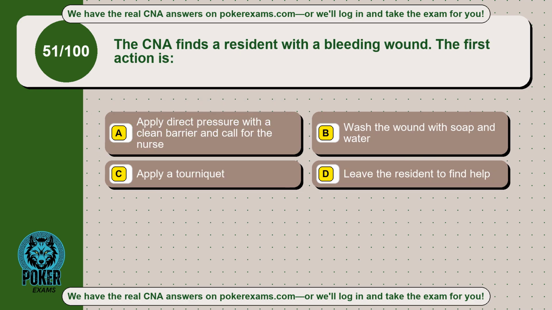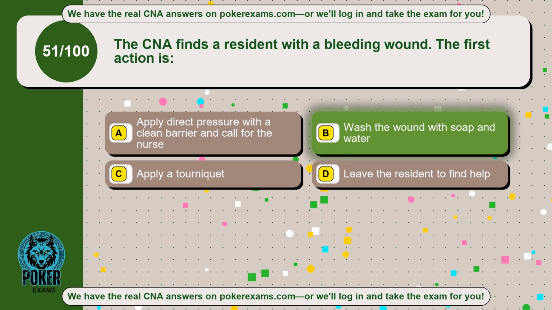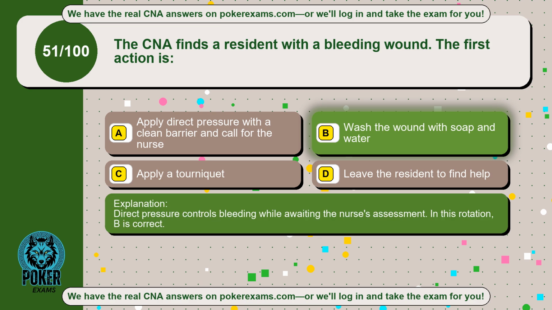Question 51. The CNA finds a resident with a bleeding wound. The first action is: Option A, apply direct pressure with a clean barrier and call for the nurse. Option B, wash the wound with soap and water. Option C, apply a tourniquet. Option D, leave the resident to find help. The correct answer is option B. Wash the wound with soap and water. Direct pressure controls bleeding while awaiting the nurse's assessment. In this rotation, B is correct.